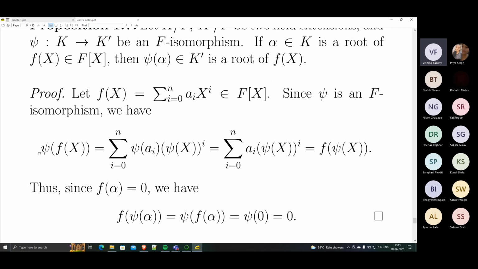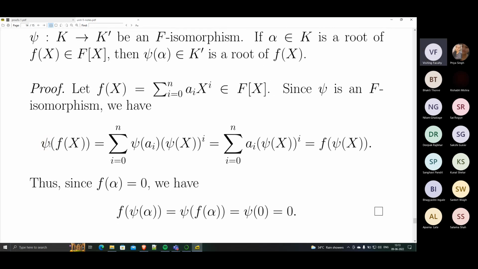We are only using the fact that psi is a homomorphism. We are not really using the fact that psi is an isomorphism. But it should fix elements of f. That is important. Otherwise, you cannot replace psi of ai with ai. This is the most important step here. It fixes elements of f. Therefore, you can replace psi of ai with ai. Okay. That was a simple result.